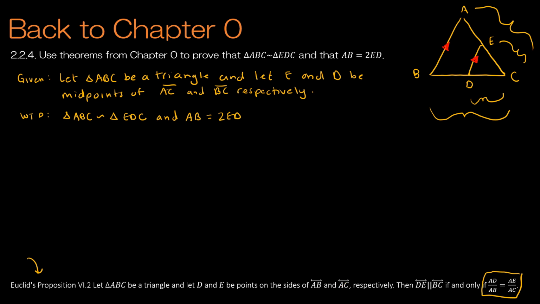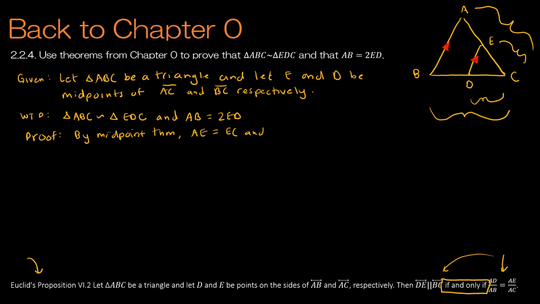So I'm going to start my proof, and I'm going to be using Euclid's proposition, and I want you to notice that this is an if and only if, which means we can go in either direction. So if I can show that the ratios are equal, then I can say that the lines are parallel, or vice versa. Do I know that the lines are parallel? No. But by the midpoint theorem, I can say that AE is equal to EC, and BD is equal to DC.